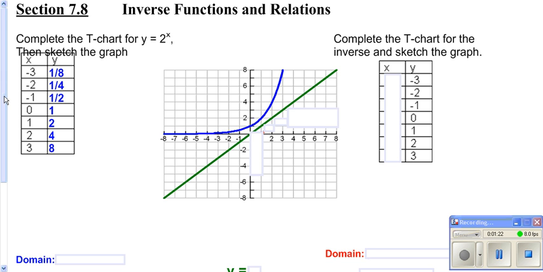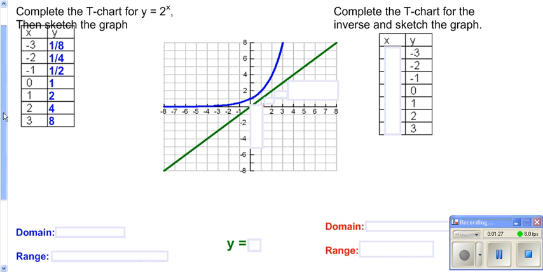Now, what is the domain of this exponential function? Well, you'll notice your domain, once again, is the types of numbers you can put in for x, or how far left and right does your graph go? Well, it goes to the left forever, and it would eventually go to the right forever if you went up far enough. So your domain ends up being all real numbers.